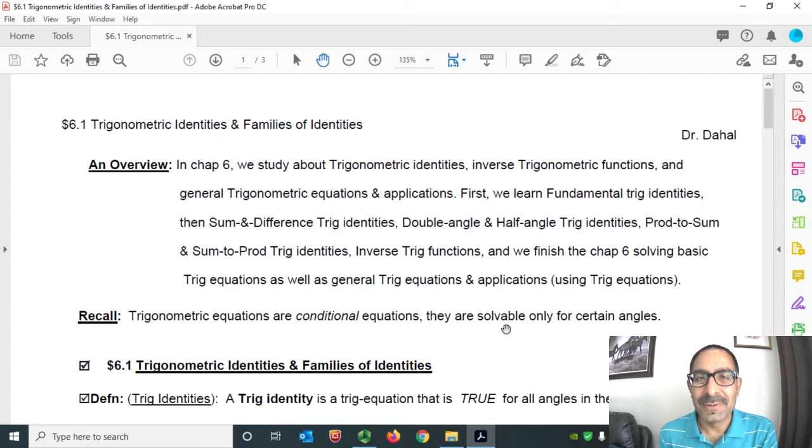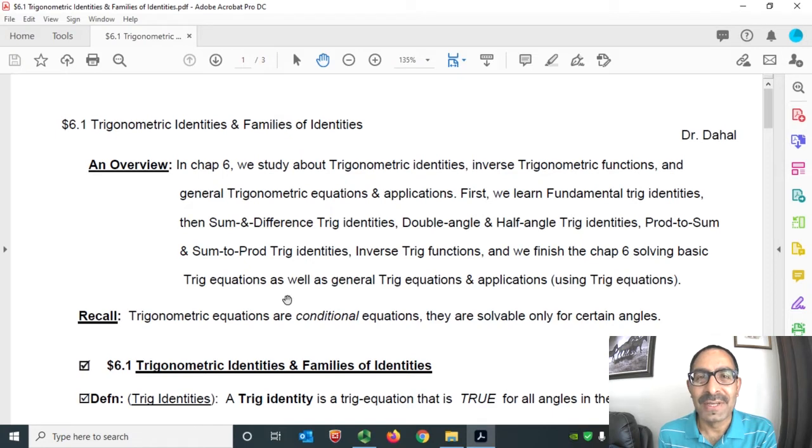First, let me give you an overview of chapter 6. In chapter 6 we study trigonometric identities, inverse trigonometric functions, and general trigonometric equations and applications. First, we learn fundamental trig identities, then sum and difference trig identities, double angle and half angle trig identities, product to sum and sum to product trig identities, inverse trigonometric functions, and we finish chapter 6 solving basic trig equations as well as general trig equations and applications.